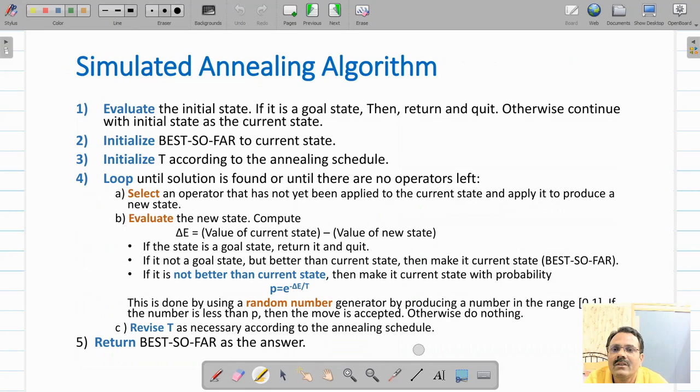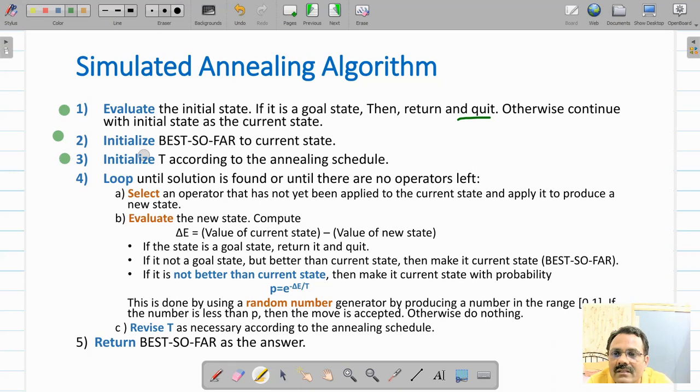Now let us put it in algorithmic form. Initially you are going to start with some initial solution, and if that initial solution is a goal state, then of course you have reached the goal, return it and quit. Otherwise continue with the initial state as the current state. Then initialize best so far to this current state. Since we are at the initial point, best so far is the current best path. So we are going to store the best path so far in this variable, best so far, which is going to store a path.